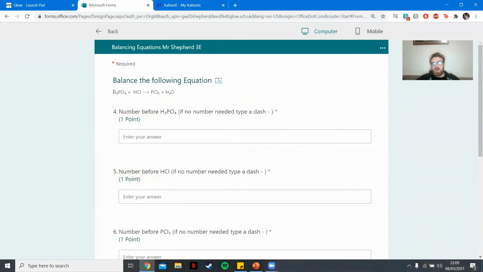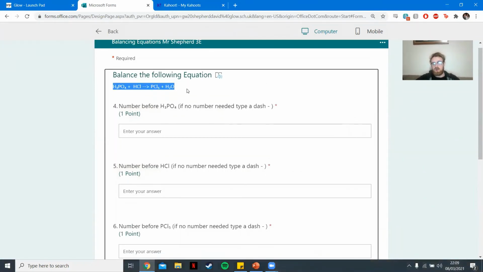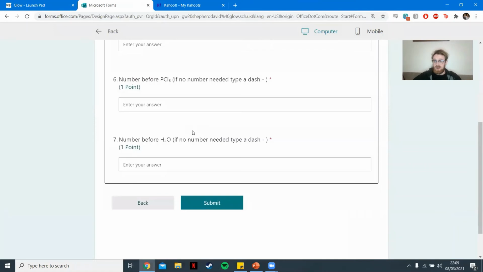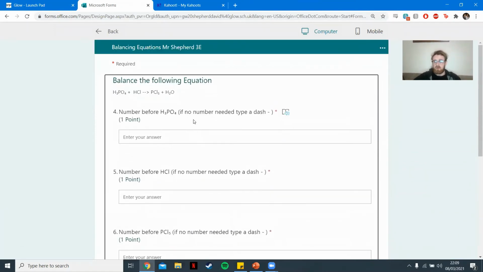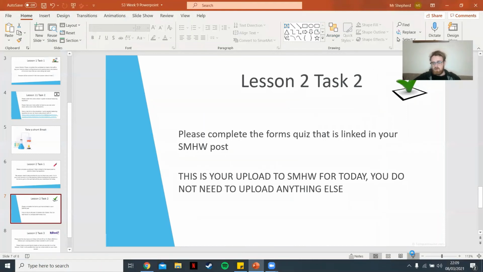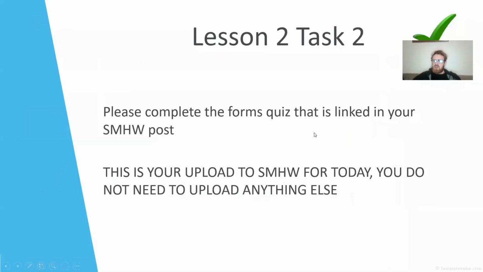And then the second one is to balance that equation. There's only 2, but it's just to make sure that we can check how well we are doing at balancing equations. Let me go back here. Make sure you do this at some point. This is your attendance check for today, the forms quiz.